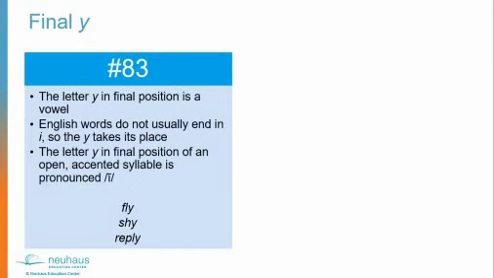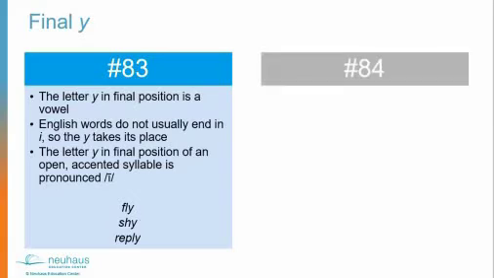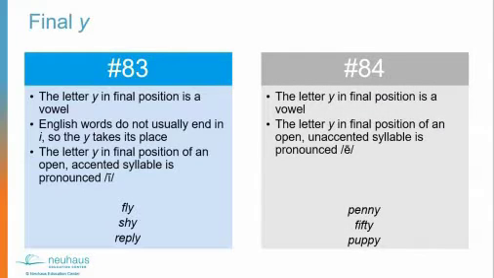There are two concepts that deal with the letter Y in final position. If the letter Y is in final position, it is a vowel. Concept 83 teaches students that the letter Y in final position of an open, accented syllable is pronounced I, as in fly, shy, and reply. Concept 84 teaches students that the letter Y in final position of an open, unaccented syllable is pronounced E, as in penny, sunny, and puppy.